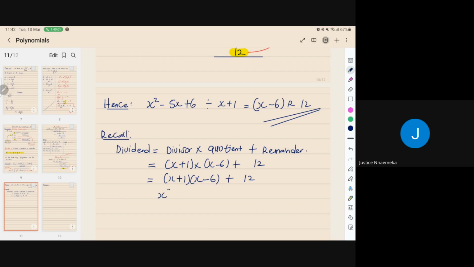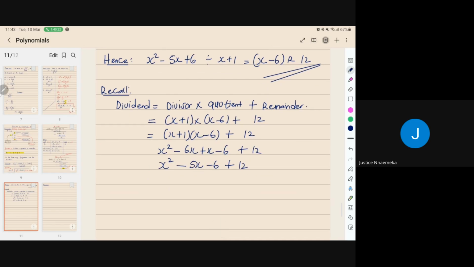x times x is x squared. You can open the bracket. I know you can expand now, so it shouldn't be a problem. So plus x times minus 6. Is that not so? Then plus 12. So this is x squared minus 5x minus 6 plus 12. So this is equal to x squared minus 5x plus 6. That's your dividend.